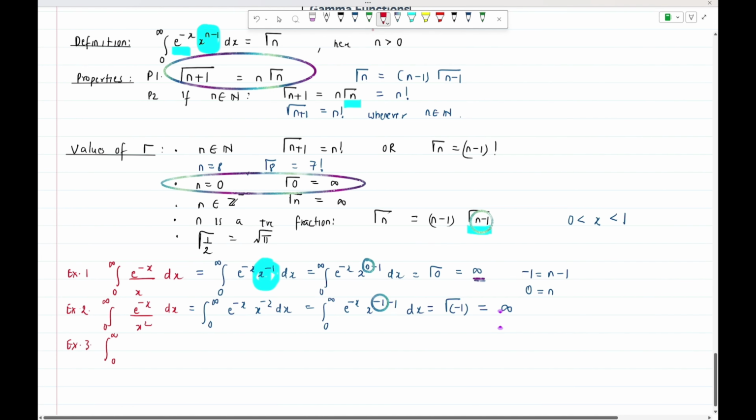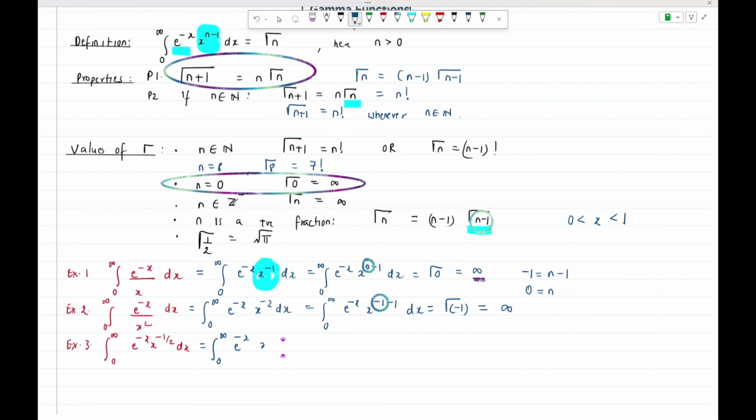Now let's look at example number 3. The integral from 0 to infinity of e raised to negative x, x raised to negative half dx. We rewrite this as the integral from 0 to infinity of e raised to negative x and x raised to half minus 1 dx. As you can see, the value of n is 1 by 2. So this is going to be gamma of half. We have stated that gamma of half is equal to square root of pi. Thus, this value is going to be square root of pi.